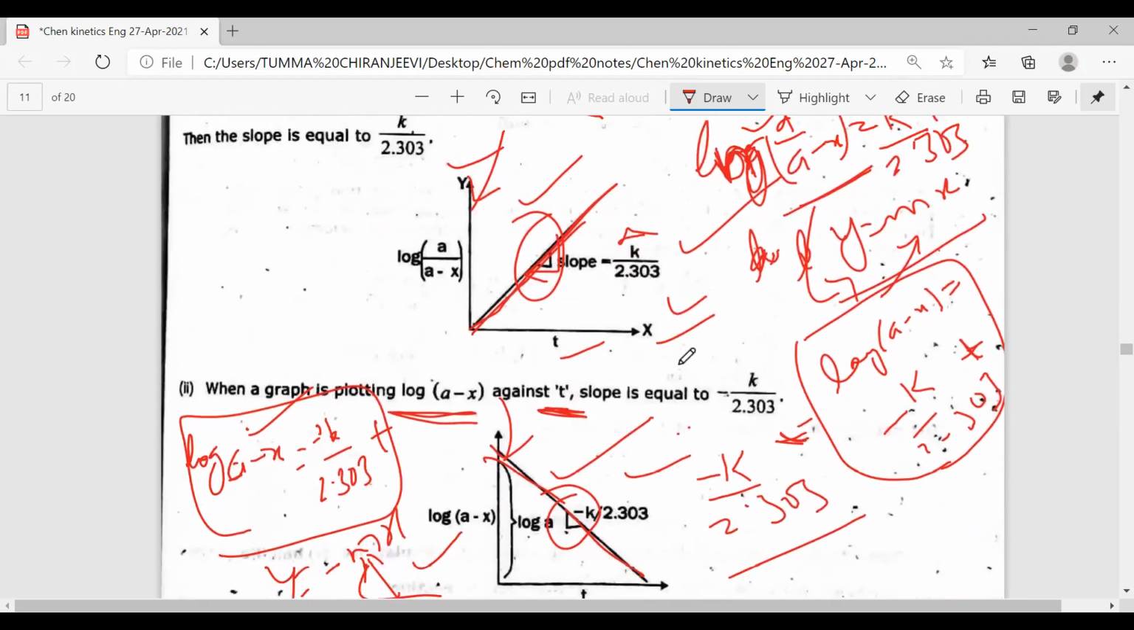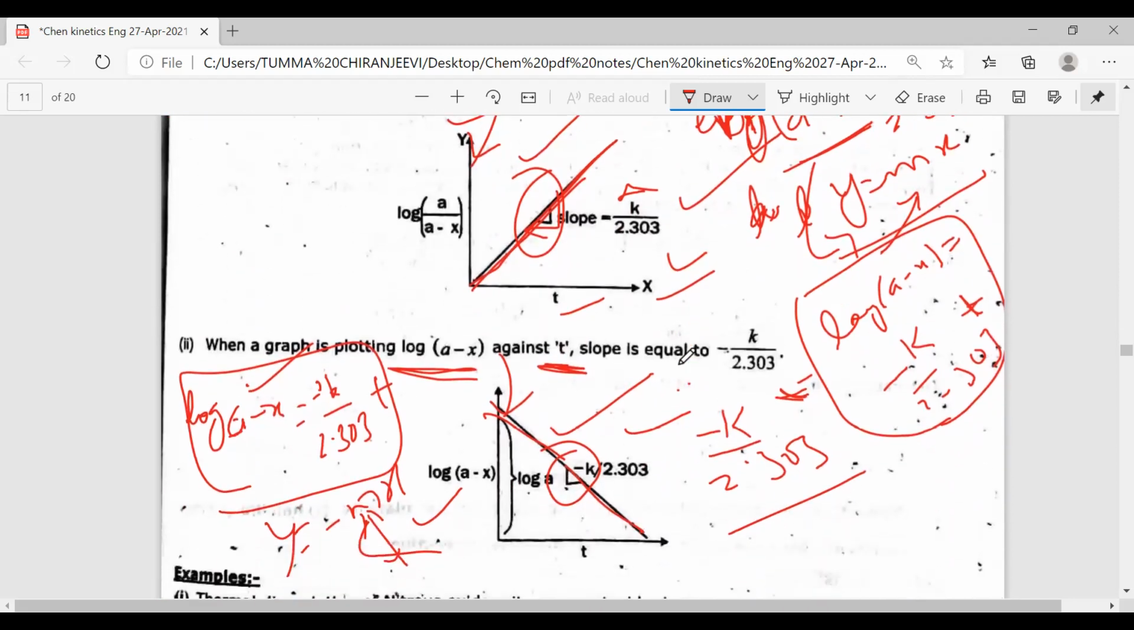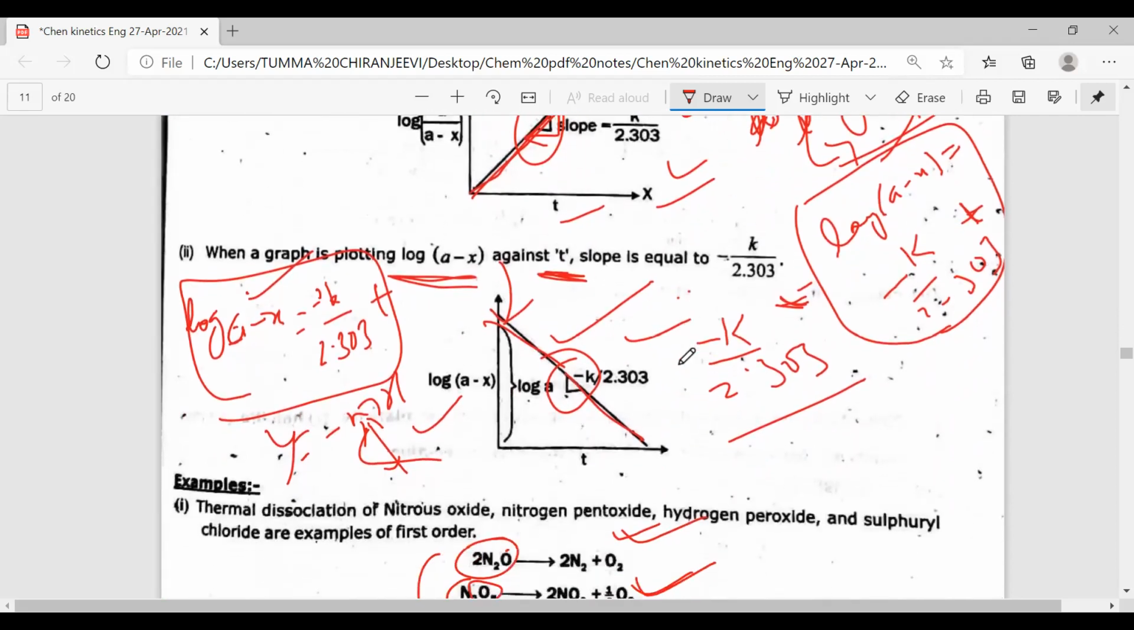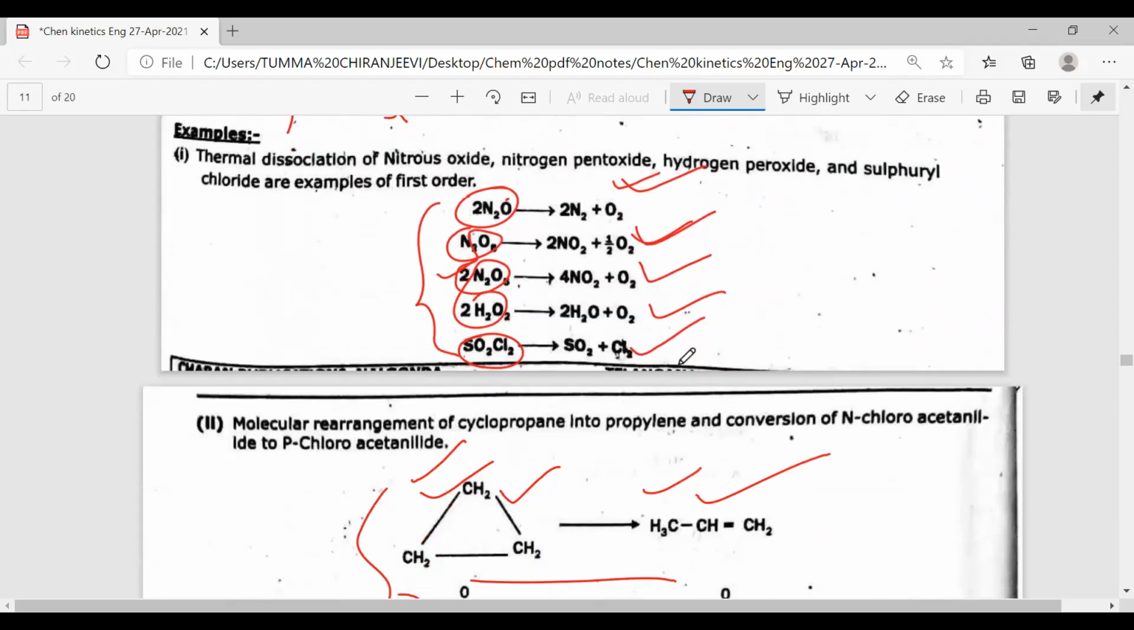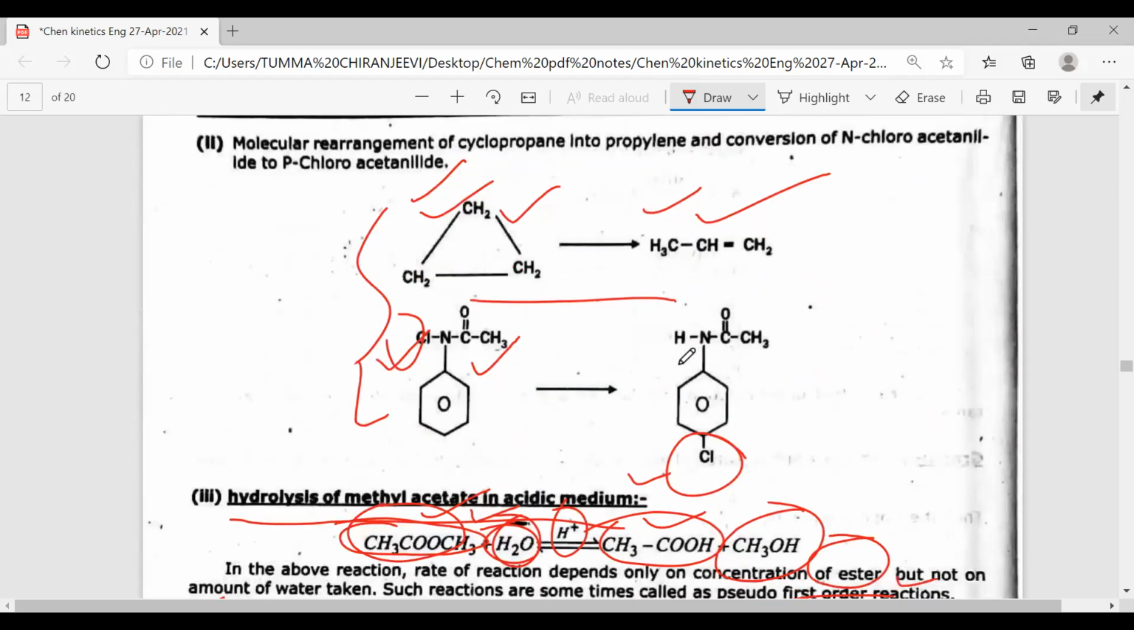So these are the two possible graphs, depending upon what question you are taking to draw a graph. These two graphs are possible for the first order. These are some examples for the first order reactions.